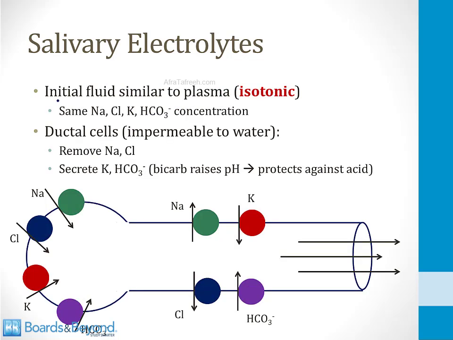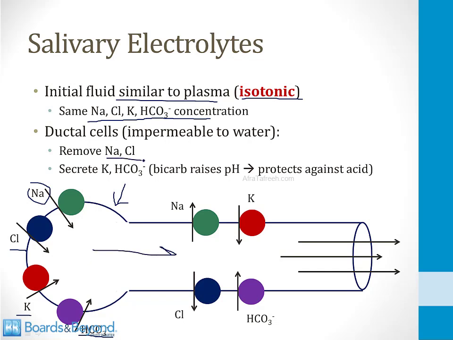The initial fluid produced by the acinar cells is similar to plasma. It's isotonic to plasma, and it has the same sodium, chloride, potassium, and bicarb concentration as plasma. If you look at this drawing I've made on the screen here, this is the acinous portion right here, and sodium chloride, potassium, and bicarb are all being secreted into the acinus, and they are at the same concentration as plasma. As the fluid moves through the duct, however, sodium and chloride are removed, and potassium and bicarb are secreted.